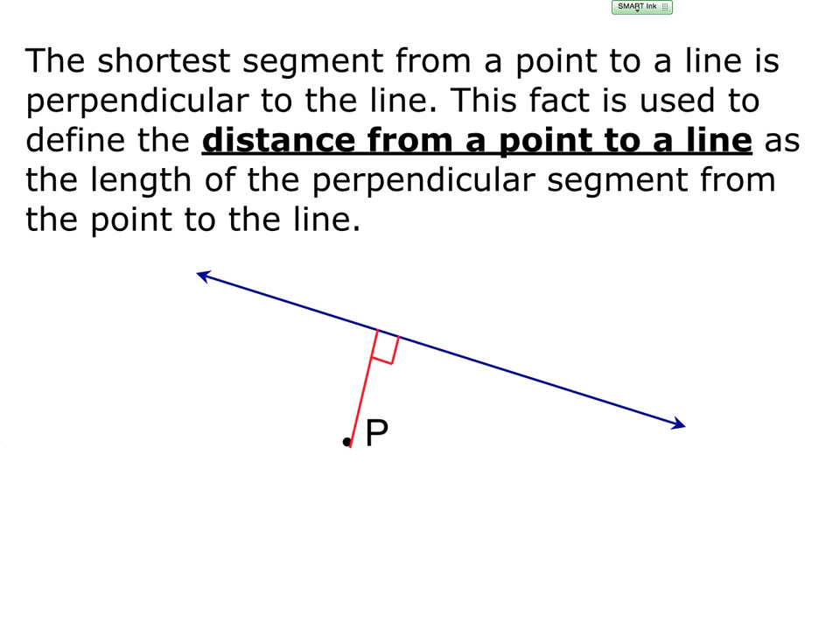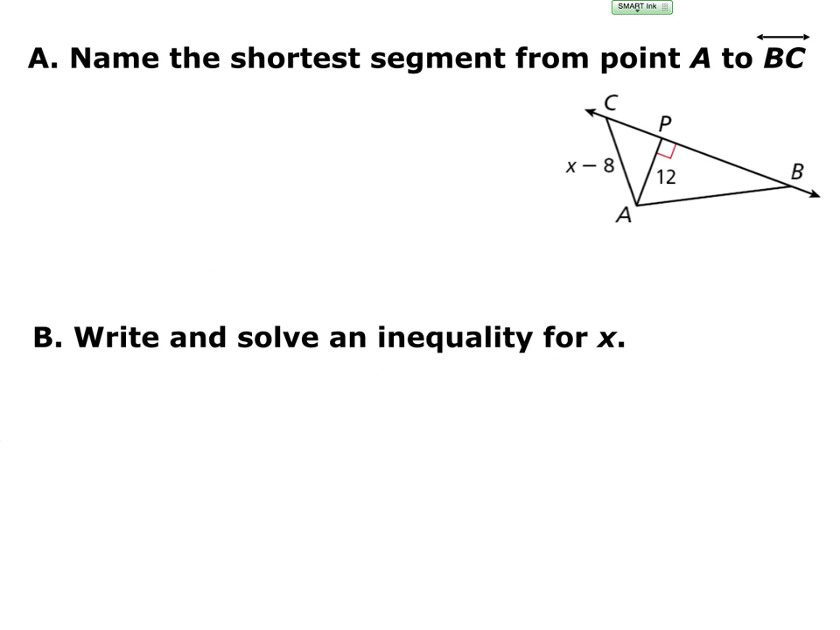So they give you some, I think, kind of strange questions, but here's the type of question that they'll ask related to that. It says, name the shortest segment from point A to line BC. So in this picture, what's the shortest segment from point A to line BC? Is it AC, AP, or AB? AP. Okay. So don't say something like it's PC. Well, that doesn't go to point A at all. So AP is the shortest because it's along the perpendicular. Okay, that's all that part is.